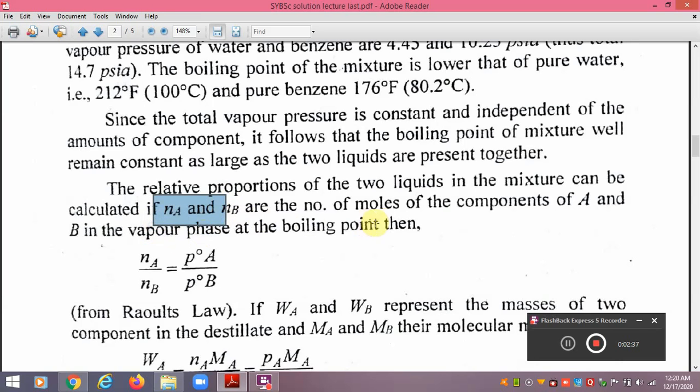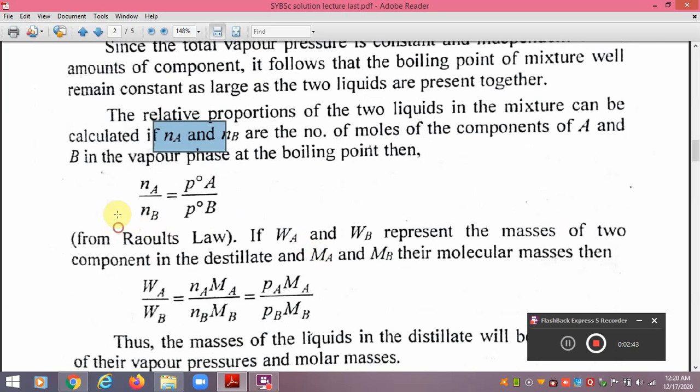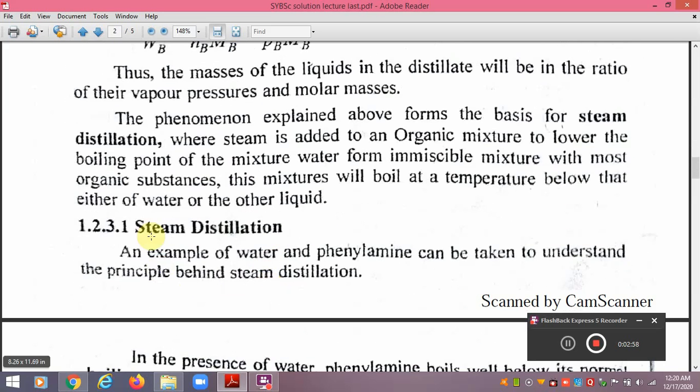If nA and nB are the number of moles of components A and B in the vapor phase at the boiling point, then nA/nB = P0A/P0B. If the weights are given, then the number of moles can be calculated as weight divided by molecular weight. This is simple.